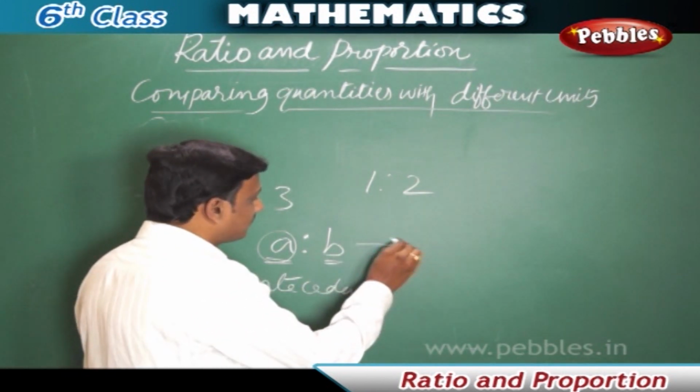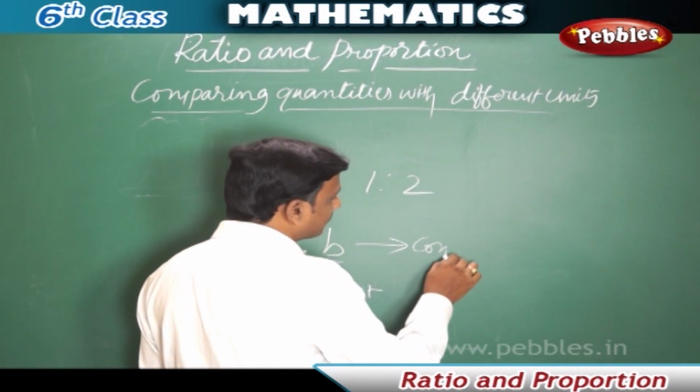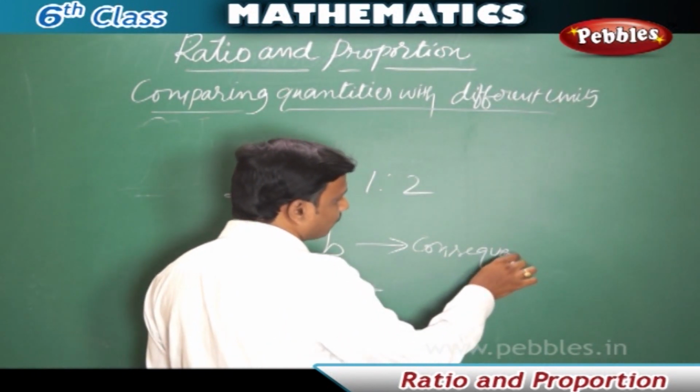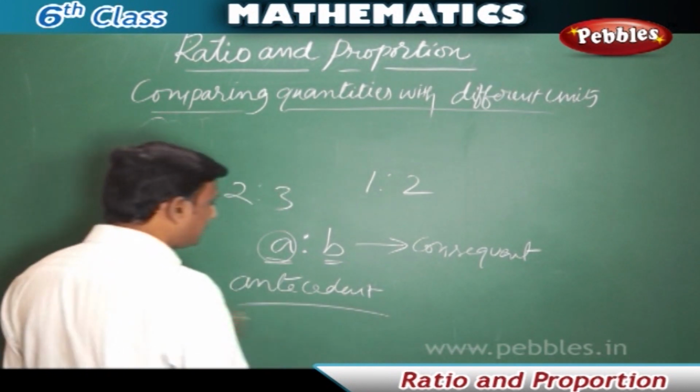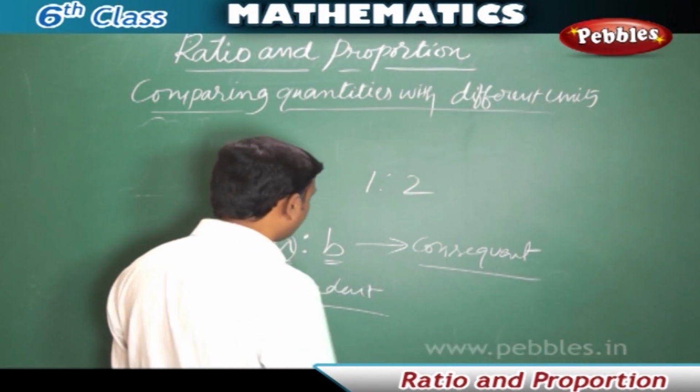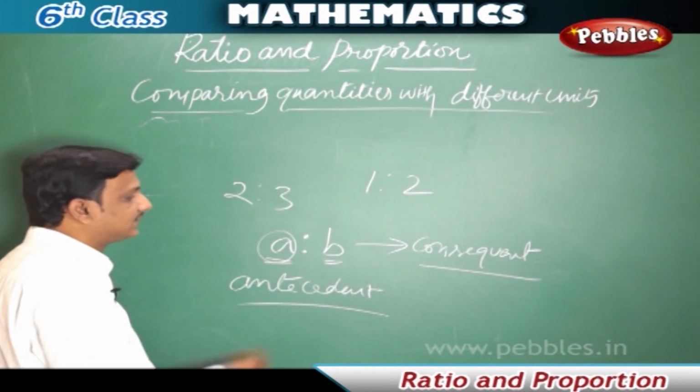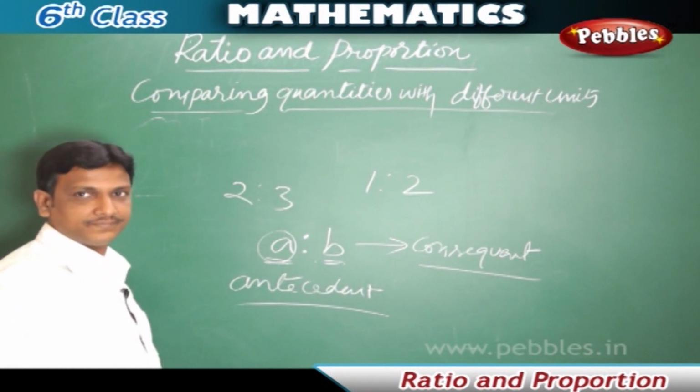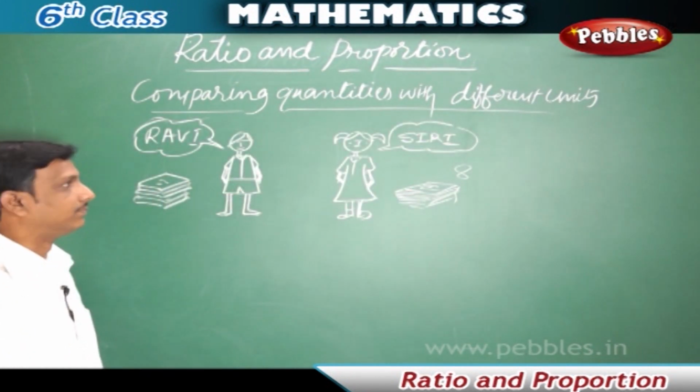Whereas the second term is called the consequent. Antecedent, consequent. So we call this A is to B. Let us see one more example.